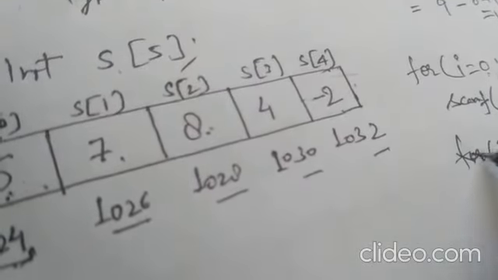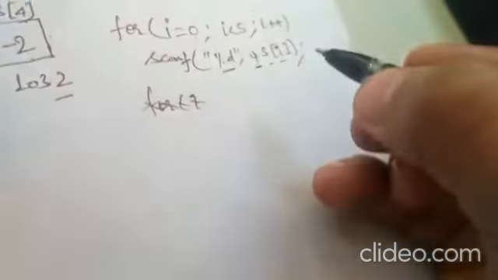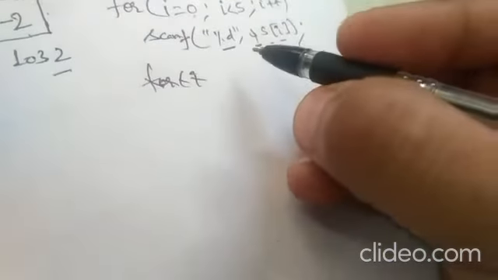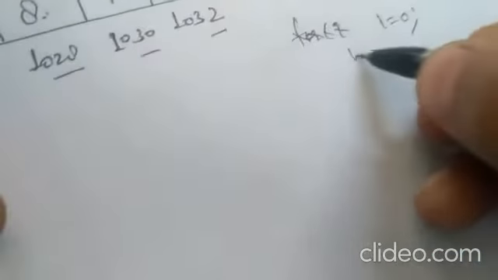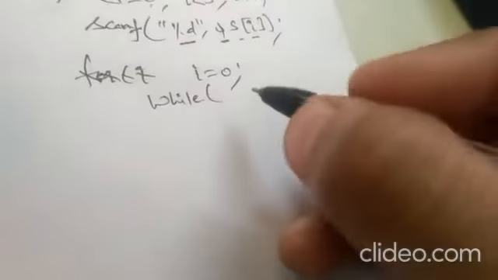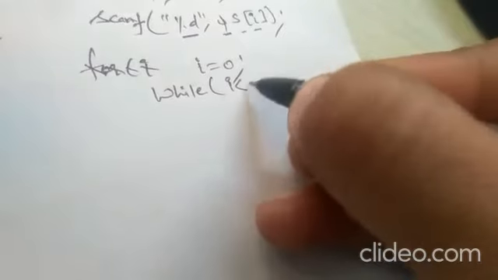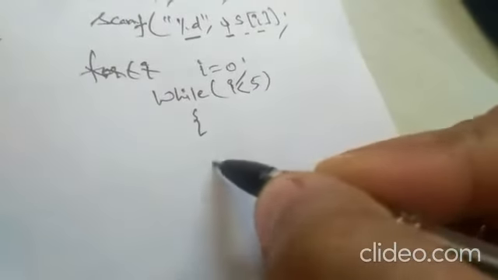Again, we'll write, no, we don't write for this time, we'll write a while loop. So again, the loop should go from 0 to 4. So we'll initialize I equal to 0. Just to give you a quick review of the while loop, I'm writing while I less than 5, do this work which is written inside this block.